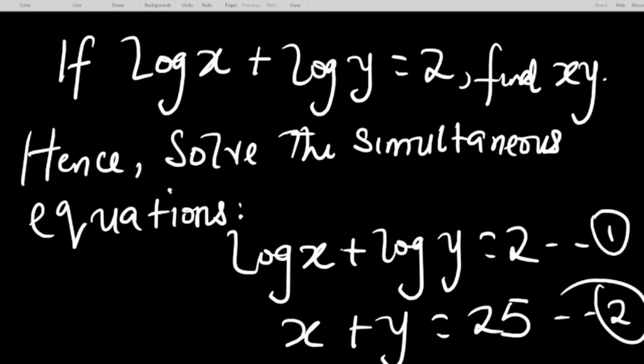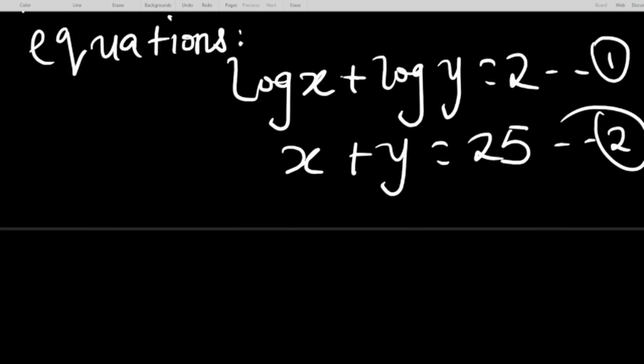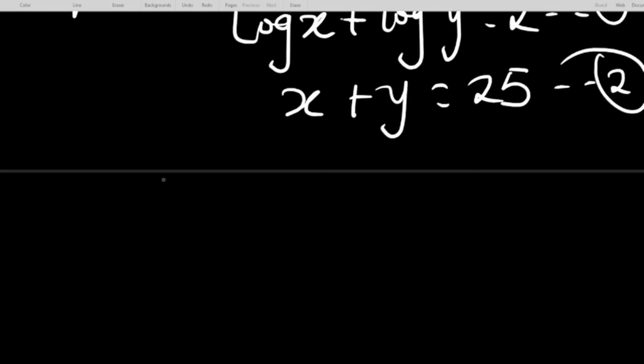Today we have an interesting question on logarithms, and the question reads: if log x plus log y equals 2, find xy. Hence solve the simultaneous equations, and the equations are log x plus log y equals 2, that's our equation 1, and secondly log (x plus y) equals 25. How do we solve this very problem? It looks very intimidating, but I'm going to make it very easy for you to understand. Now, let's solve the questions together.